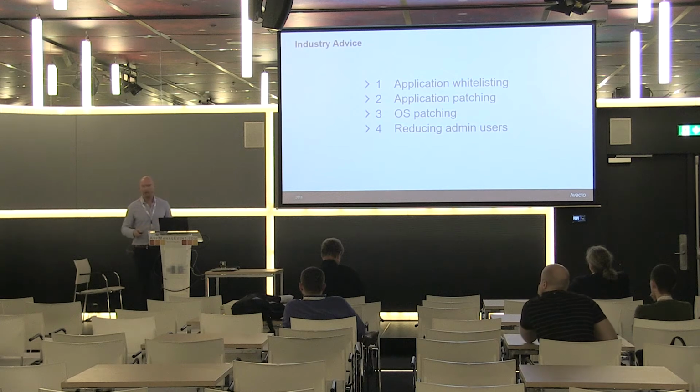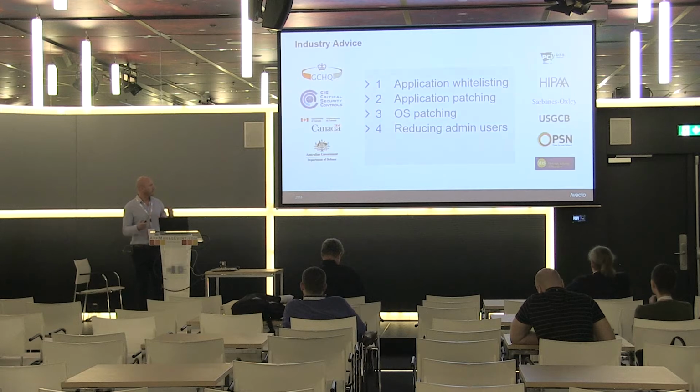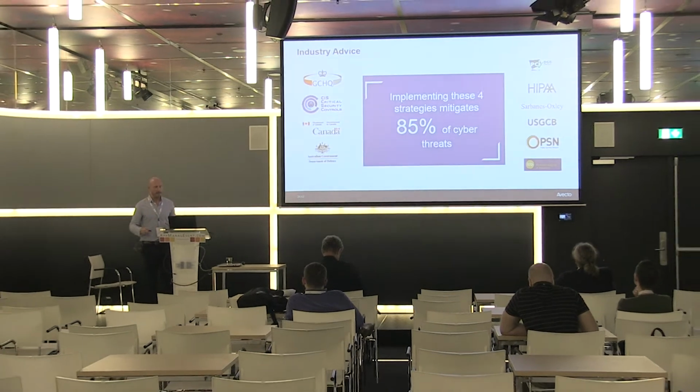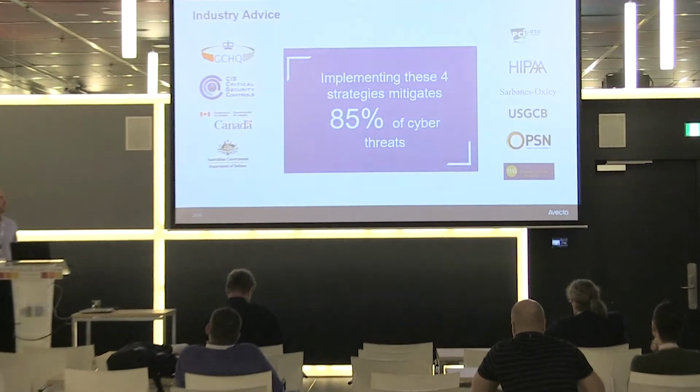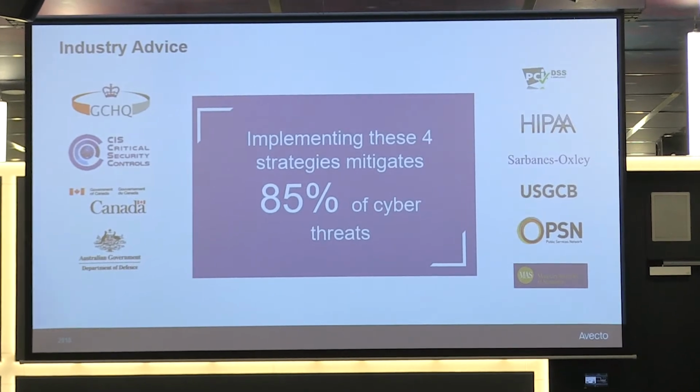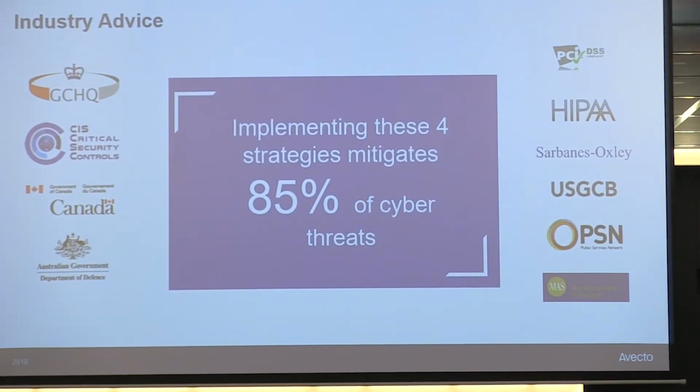Application patching. Obviously, if we have vulnerabilities in both the applications and the operating systems, let's patch them as quickly as possible. And number 4 on that list is reducing administrative users. And it's all these guys that are doing those recommendations, and the reason why they're recommending those is that if we follow those 4 strategies, we can actually mitigate the risk of 85% of cyber threats.